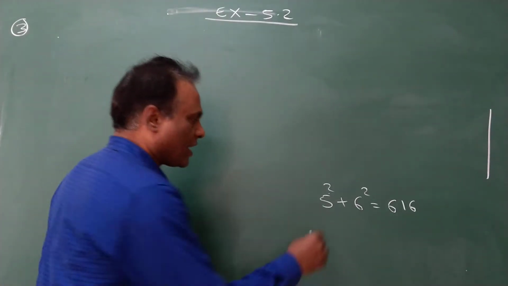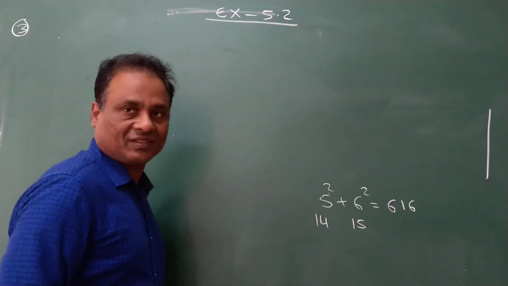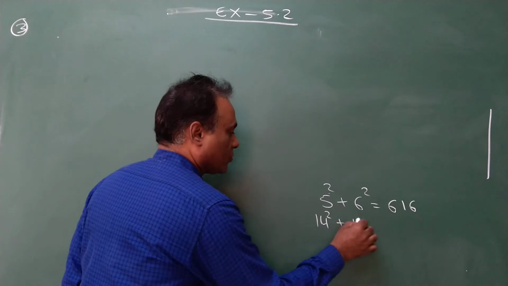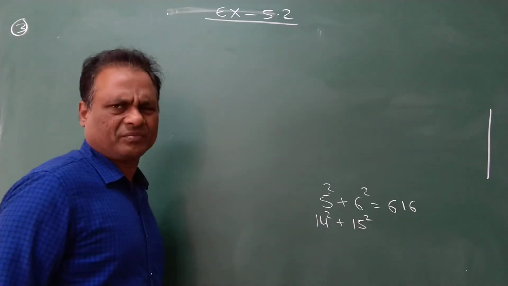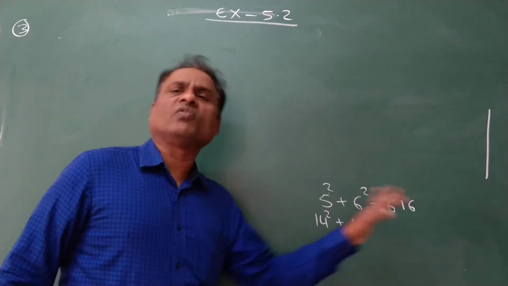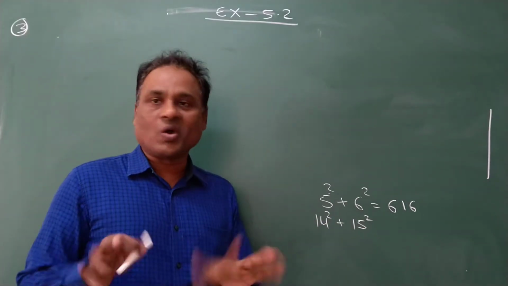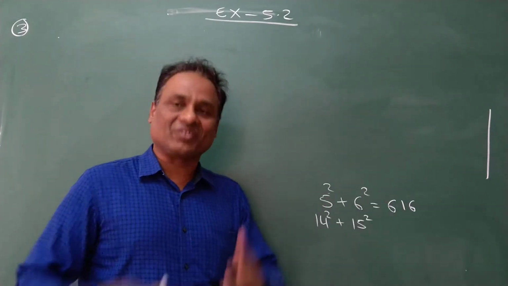That means if one number is 14, the other number will be 15. That means 14 square plus 15 square, like that. Two serial numbers, one after the other. So we have to find these two numbers. We don't know them. We cannot try like this. There should be some process.